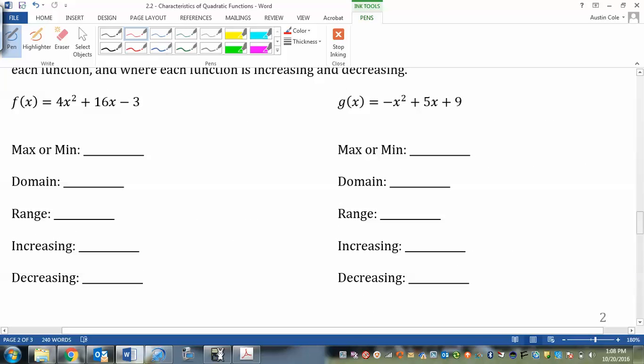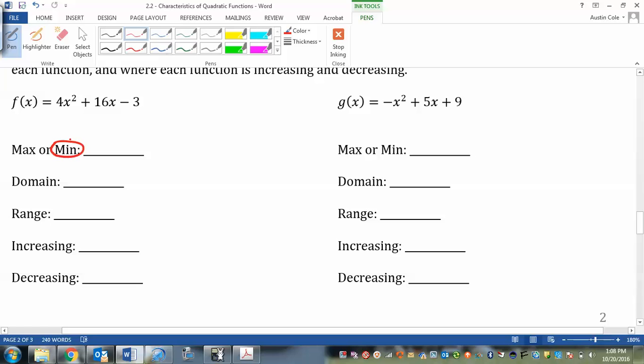Okay? Here we go. There's my function: 4x squared plus 16x minus 3. First of all, is that going to have a maximum or a minimum? It opens up, which means we have to have a minimum value. I'm going to circle that.